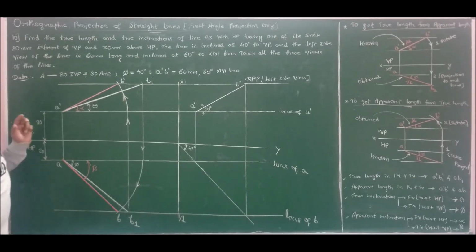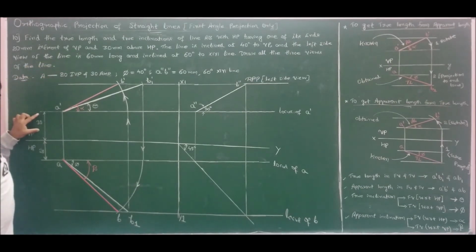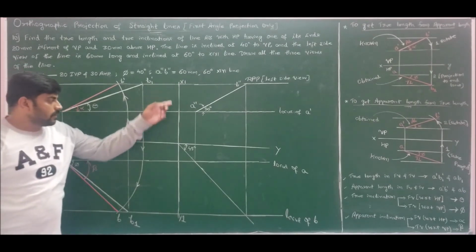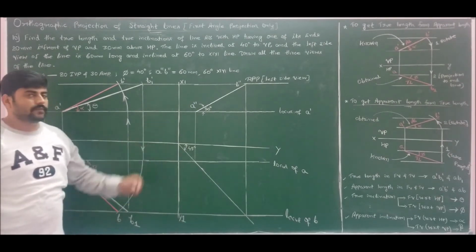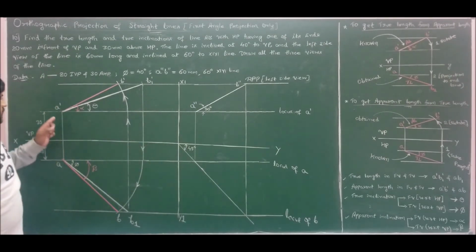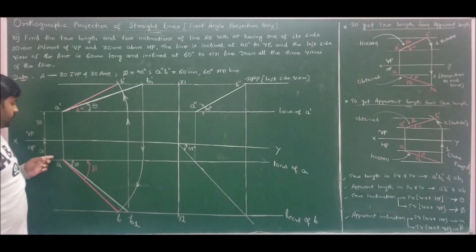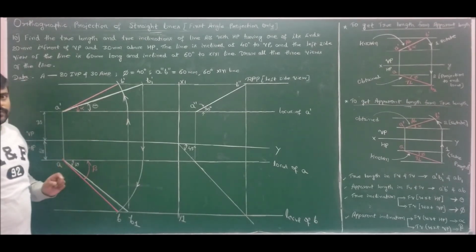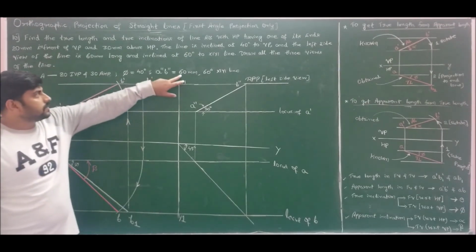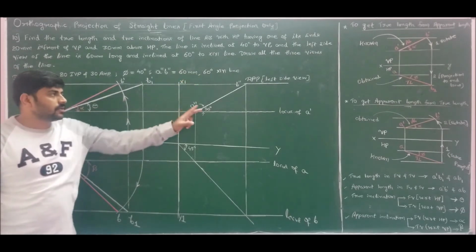Let me explain once again how we have solved this problem. First, fix the locus, that is locus of A dash and A, which is 30 mm above HP and 20 mm in front of VP, and also draw the right profile plane at a convenient distance to draw the left side view. Now fix the end A dash and A by taking the projection. Now you have to extract the side view because we know the length of the side view and its angle. So first I should draw the side view.